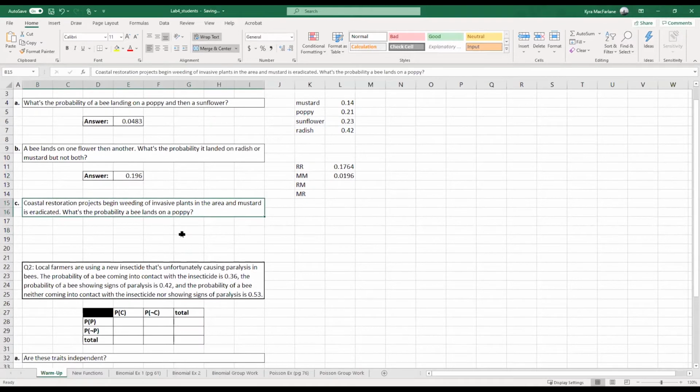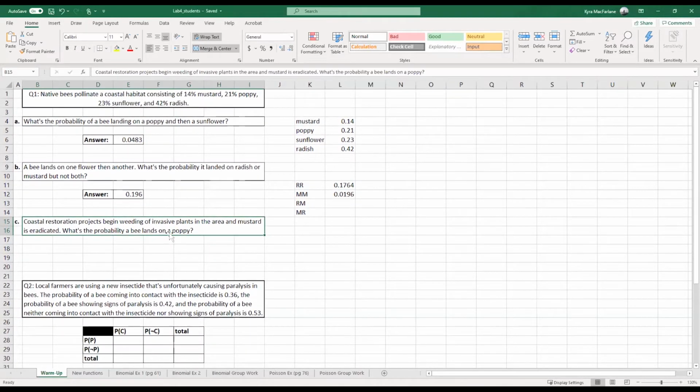For C, we have a coastal restoration project that begins weeding of invasive plants in the area, and mustard is completely eradicated. What's the probability a bee lands on a poppy? So this one's a little bit trickier. The best way to go about it is to think about what the word percent means. Percent means out of 100, or per 100. So for problems like this, it's best to think of these percentages as whole numbers out of 100.